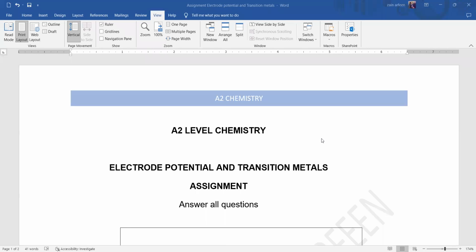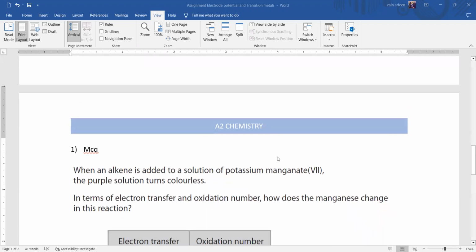So, electrode potential and the transition metals. Actually, the two topics are different, but because they are related to each other, that's why the questions which I include in this assignment are related to electrode potential as well as the transition elements.